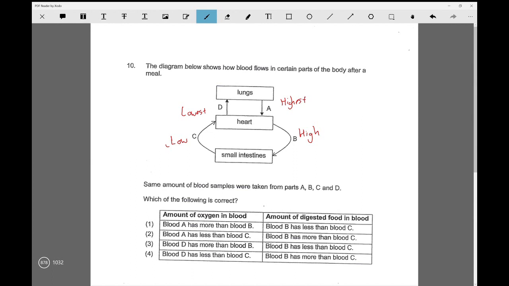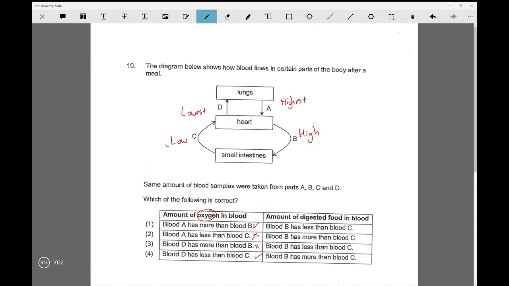Okay, let's look at oxygen first, this part. A has more than B, definitely, because A is the highest. A is less than C, not true, because like I say, A is the highest. D has more than B, let's see, no, not true, because D is the lowest. D has less than C, that's true.